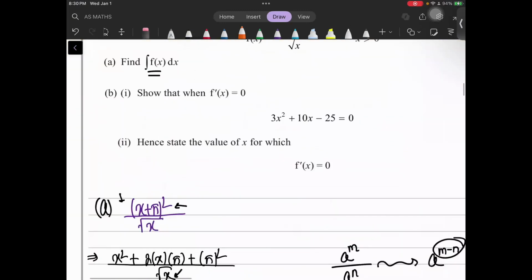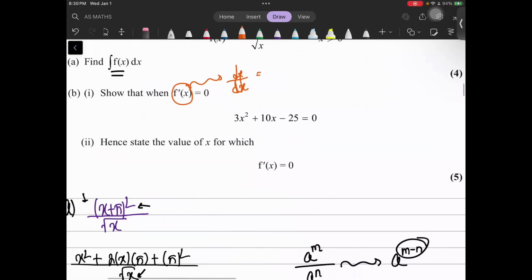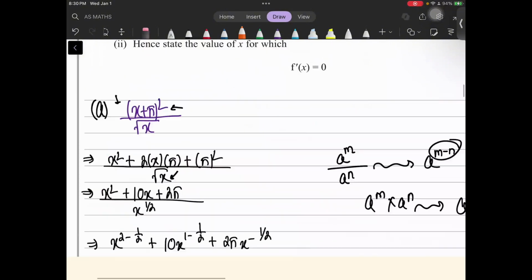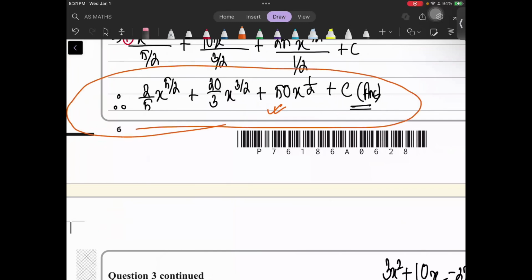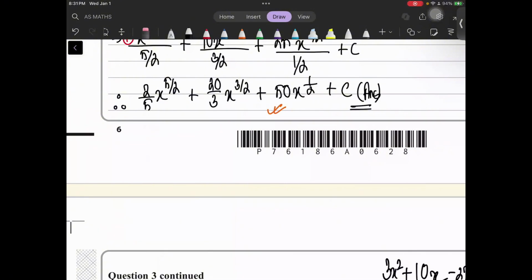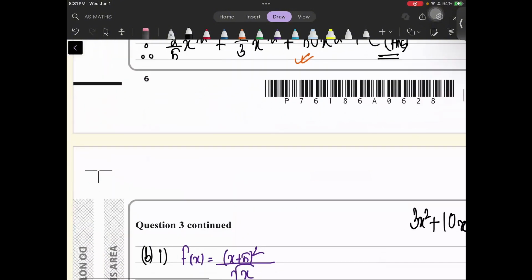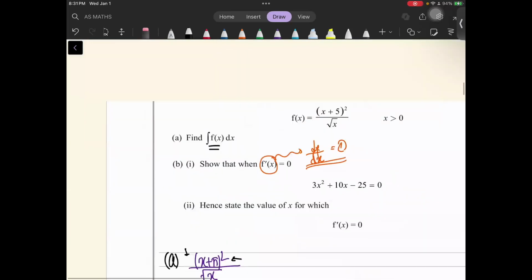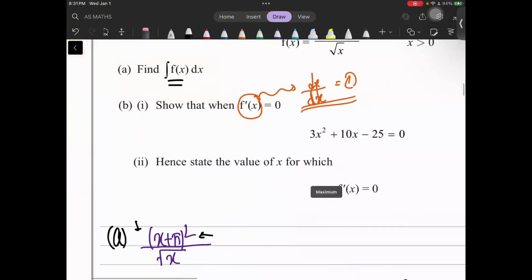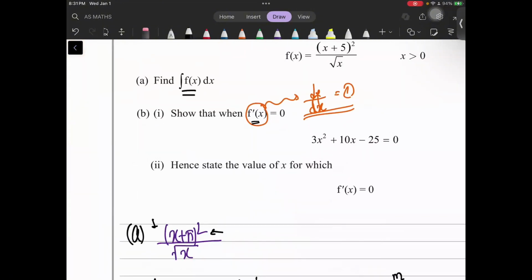Show that dy by dx equals 0. Okay, so f prime x, we can also refer to as dy by dx, is going to be equal to 0. So we have the integrated expression, right? How do we convert this into a differentiated expression? To do that, what you have to do is, oh no, wait. Oh, okay. It said to show that f prime of x equals 0. So I mean, yes, it means this.